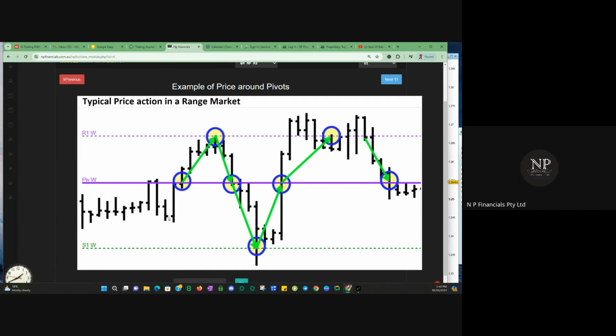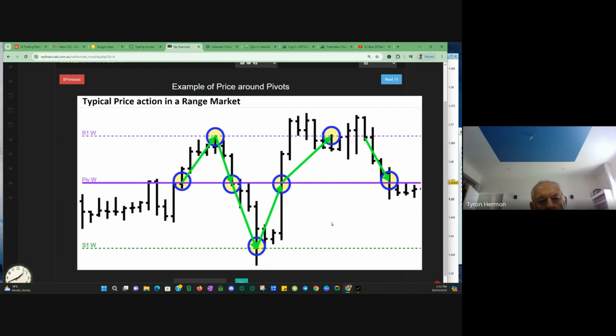But here, our rule of four is extraordinary, beautiful. Rule of four went up to R1, rule of four came down to pivot, rule of four went to S1, rule of four went up to R1, and so on and so forth. All the things are following the rule of four, and we understand that this is a range market. Makes sense?